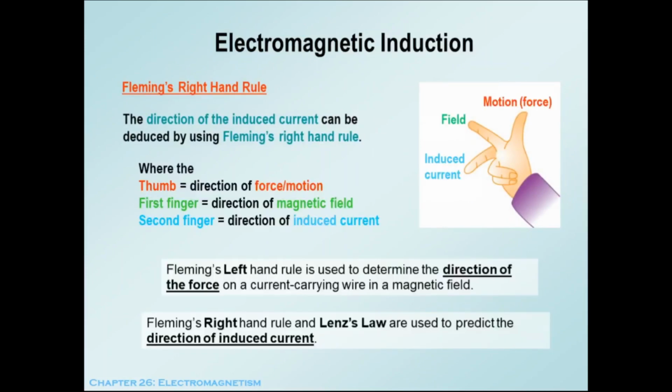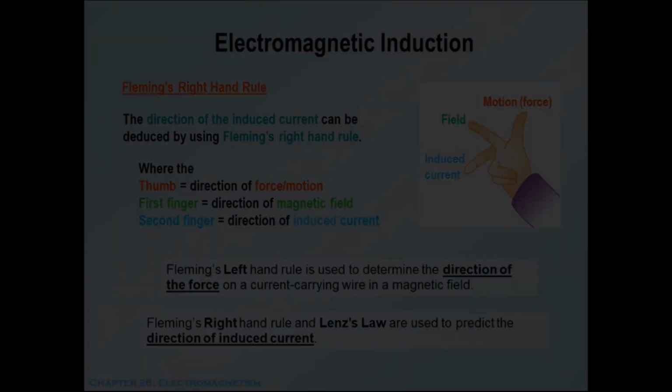Instead of taking electricity and magnetism to produce a force, now we're doing sort of the opposite. We're taking a force and magnetism to produce electricity. So using Fleming's right-hand rule, as you see here, your thumb is the direction of the force or the motion. Then your index finger is the direction of the magnetic field. So you will line up those two first, and then, dependent on those two, your middle finger will give you the direction of the induced current.